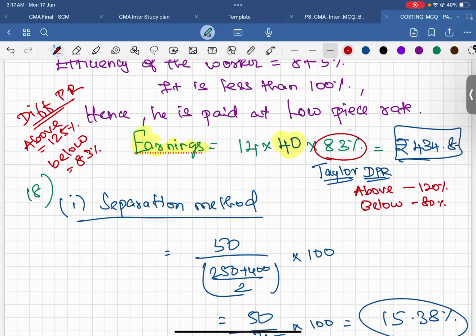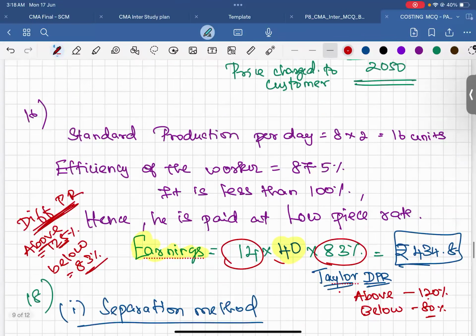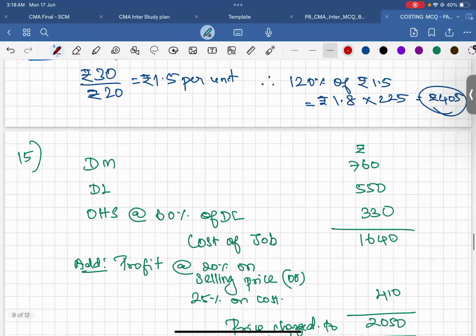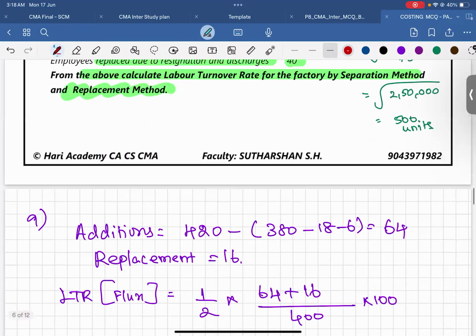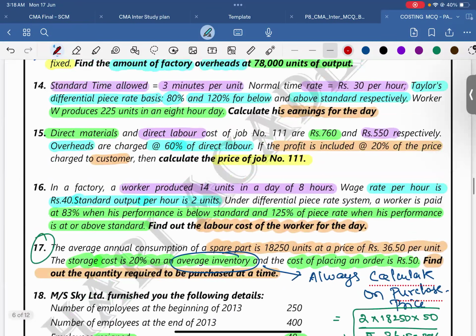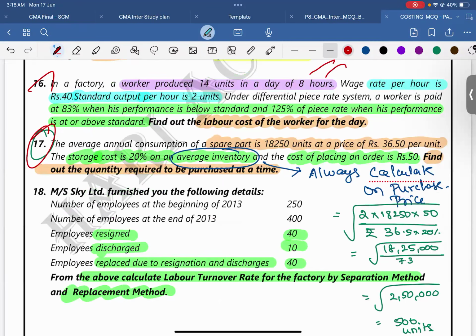There is lots of confusion regarding the MCQ in the study material itself. For Taylor DPR, it is 120/80. For only differential piece rate system, it is above 125 and below is 83 percentage. Here the earnings is 14 into 40 into 83% will give you 434.8. Then next question, everything we have done, profit included. Now 17th question, you can easily do.